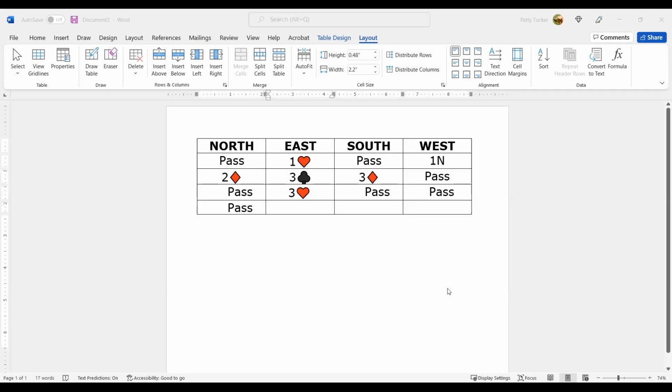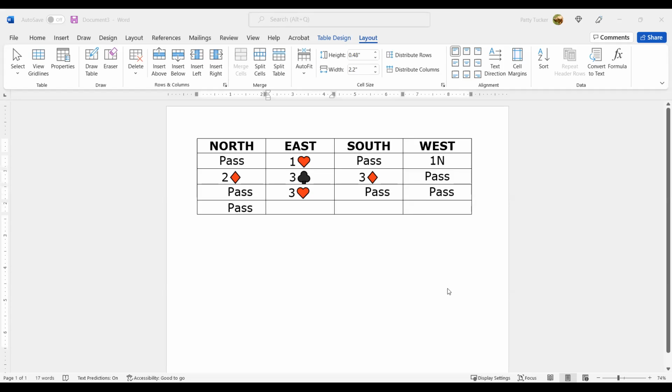So here you go. North passed. East bid one heart. South passed. West bid one no trump. And we're just going to assume standard bidding. North now overcalled two diamonds. Then three clubs by East. South raised to three diamonds. West passed. North passed. Now East bids three hearts. And it goes pass, pass, pass.